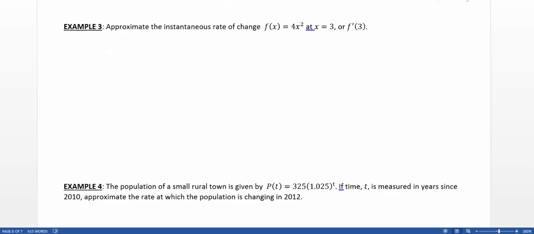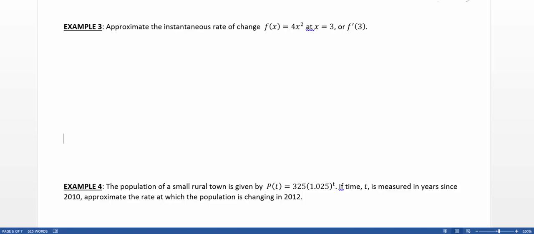Example 3. Approximate the instantaneous rate of change of f of x equals 4x squared at x equals 3. Or, we could also ask the question, find f prime of 3. Those questions mean the same thing. So if we're trying to approximate how much this function is changing at 3, we need to find the average rate of change to the left and the average rate of change to the right of 3. And again, the closer we can get to 3, the better our approximation will be.